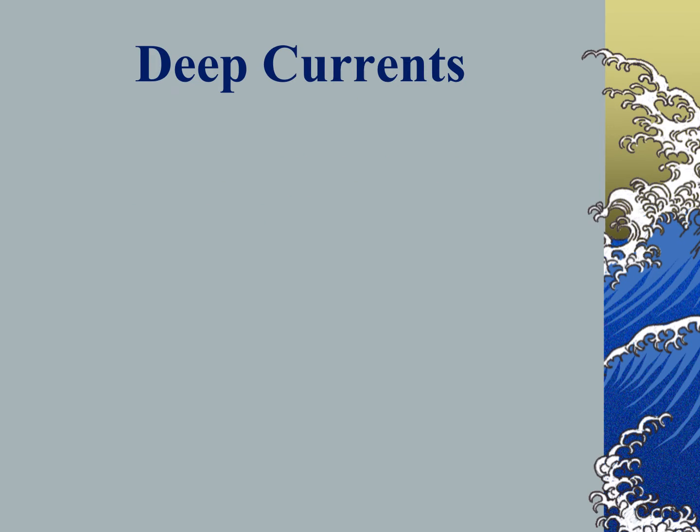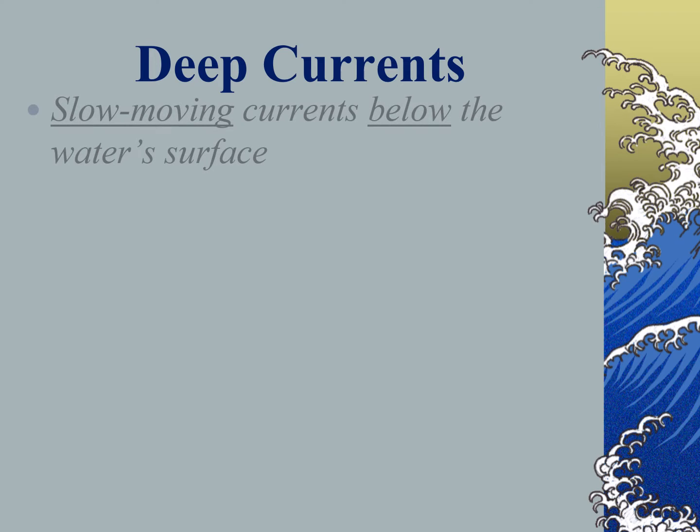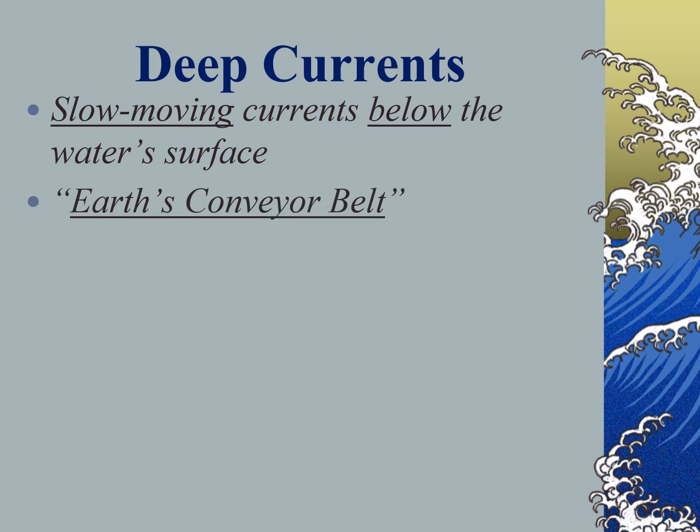Our deep currents are, I won't say the opposite, but they're a little bit different. They are slow moving currents and they're very deep. So they're down below that top 10%. Many people call them the Earth's conveyor belt. A conveyor belt is a long connected belt that you put things on and it takes it to somewhere else. So basically this big conveyor belt, we're putting on warm water and we're moving it somewhere else.